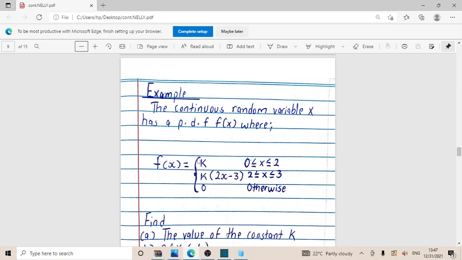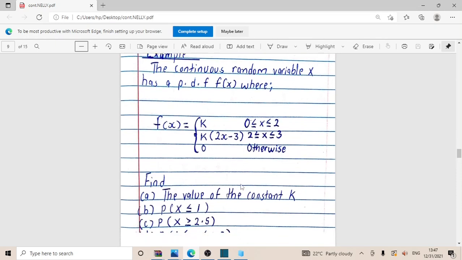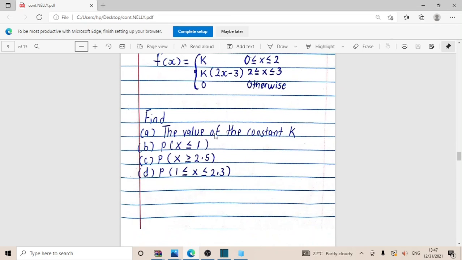So I'm having f of x equal to k when the limits are 0 to 2, and it can also equal k times brackets 2x minus 3 when it is 2 to 3, and then 0 otherwise. So with this, I am required to find the value of the constant k, and also the probability of x less than or equal to 1, the probability of x greater than or equal to 2.5, and also 1 less than or equal to x less than or equal to 2.3.